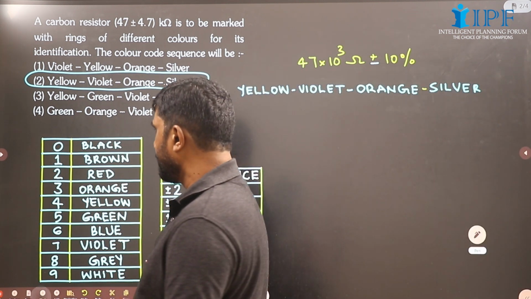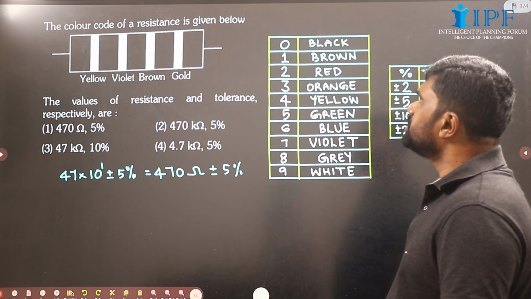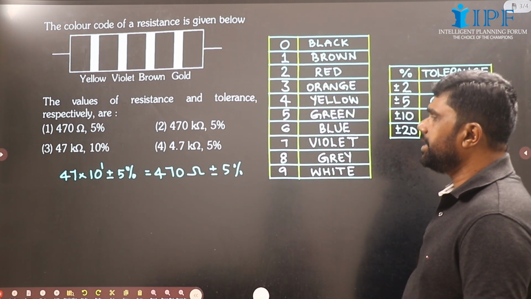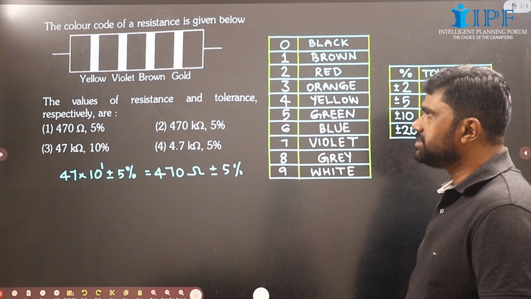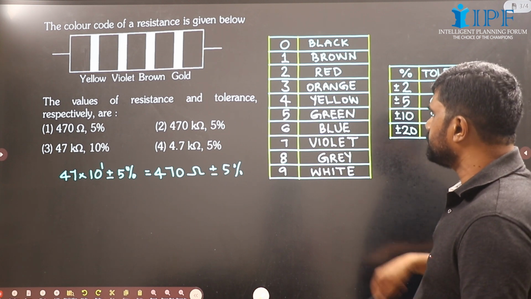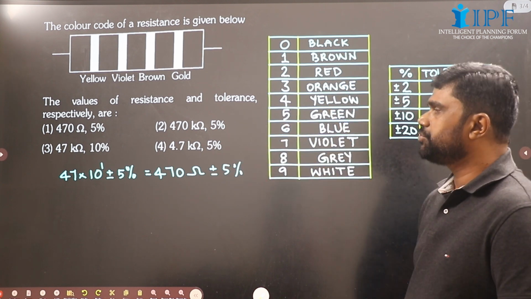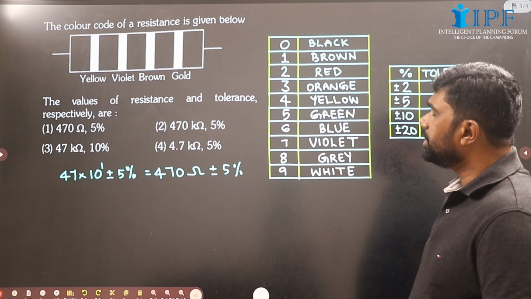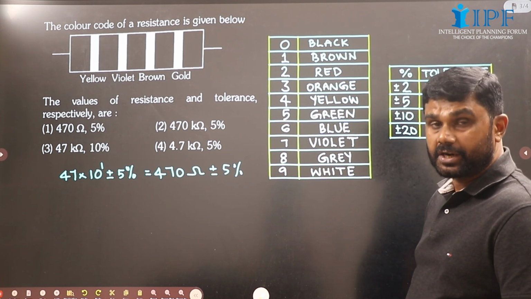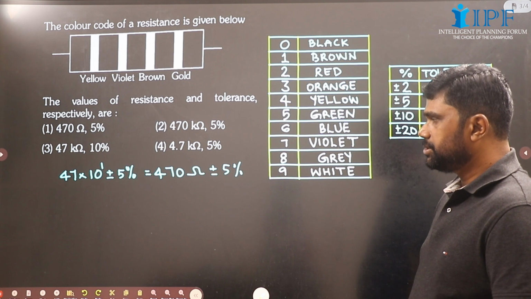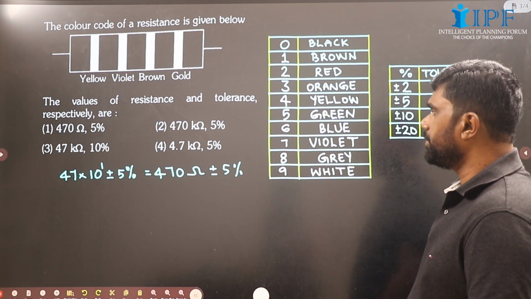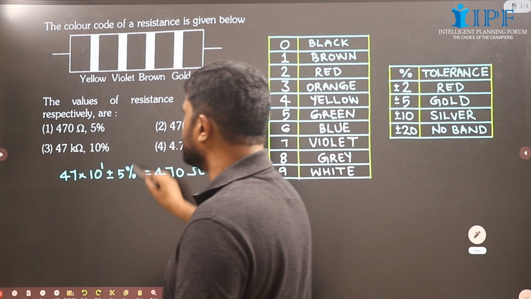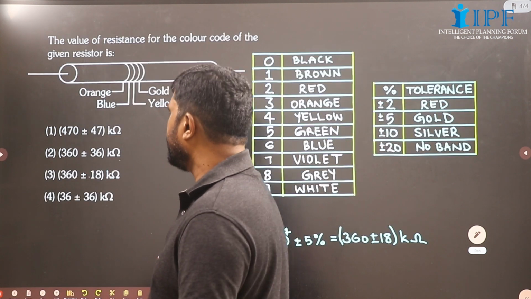The color code of a resistance is given by yellow, violet, that we already know, 4 and 7. Then brown stands for 1, that is 10 raised to 1. And then gold represents a tolerance of plus or minus 5%. So 470 ohms, plus or minus 5%.